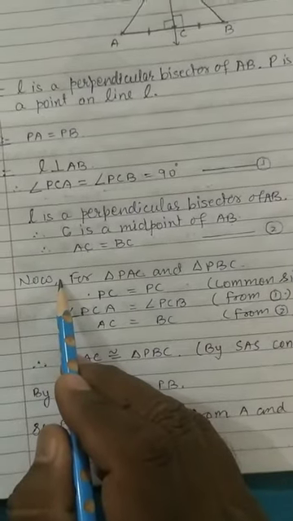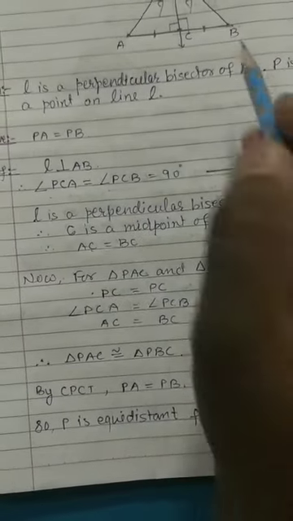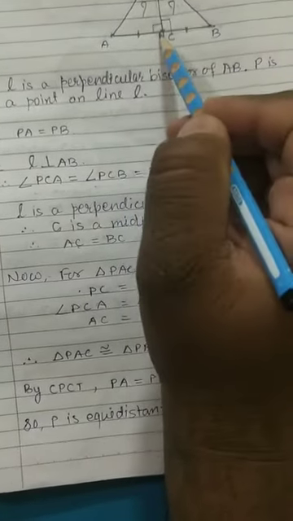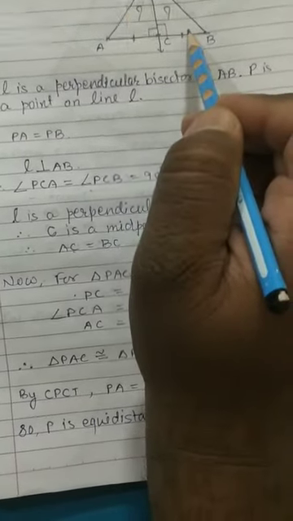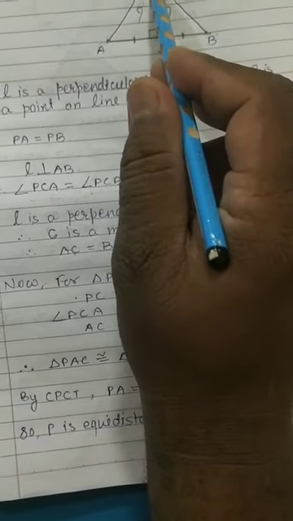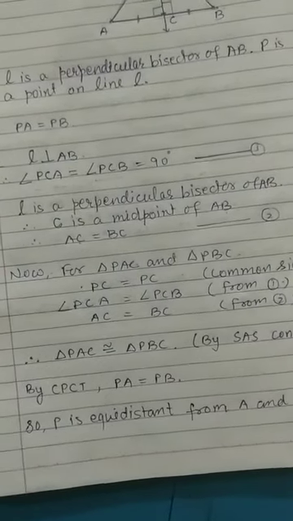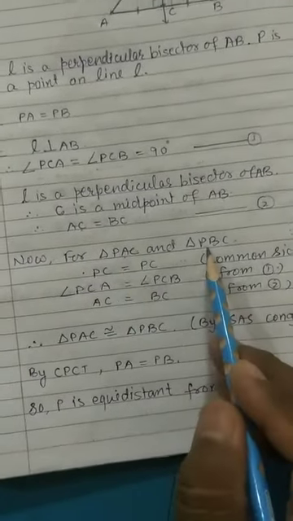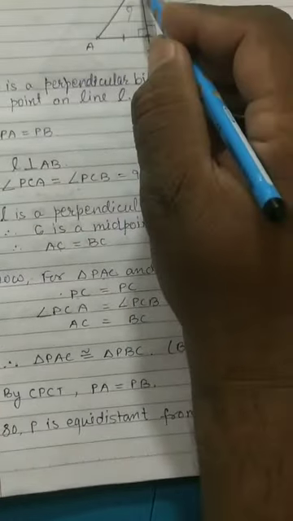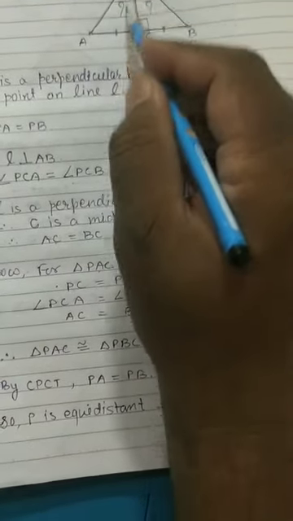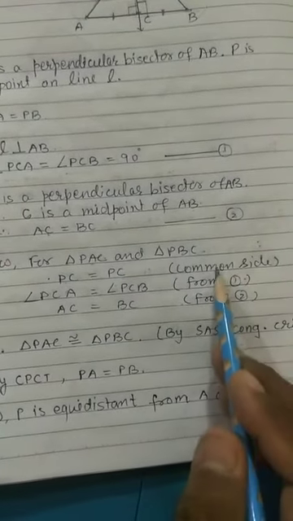Now, first we have to show that this and this triangles are congruent. That is, we are talking about triangle PAC and triangle PBC. First we will prove that both the triangles are congruent, and then we will use the rule of CPCT. So by using that we will easily prove that PA is equal to PB. So for triangle PAC and triangle PBC, PC comes in this triangle as well as in this triangle, so it will be common in both the triangles. That is written as common side.